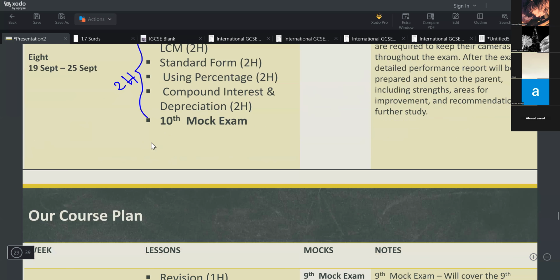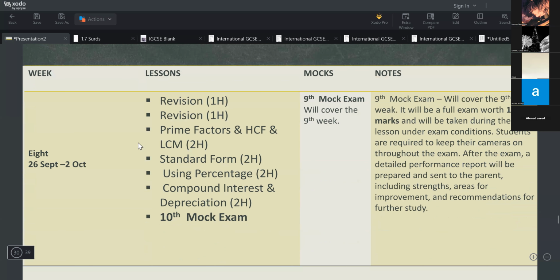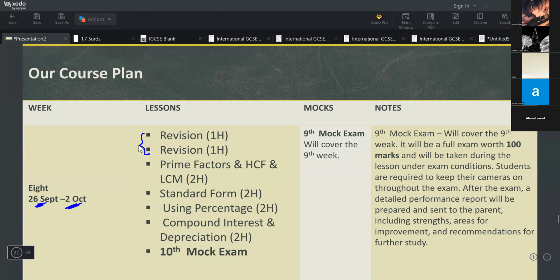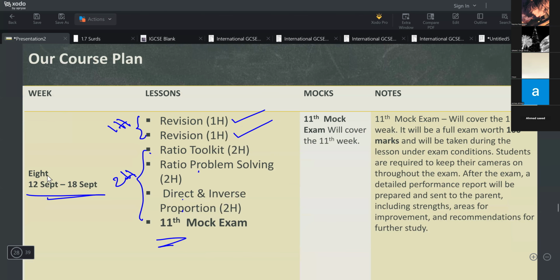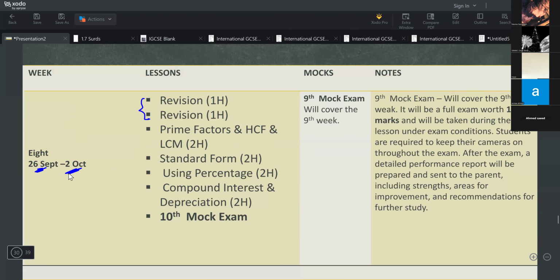Revision. Last week of revision, 26 September till 2 October. Last 2 sessions, we will do 6 sessions for revision for Unit 1. Start from 12 September to 2 October. 6 classes, 6 revision classes for Unit 1 each. We will cover all of its topics again.